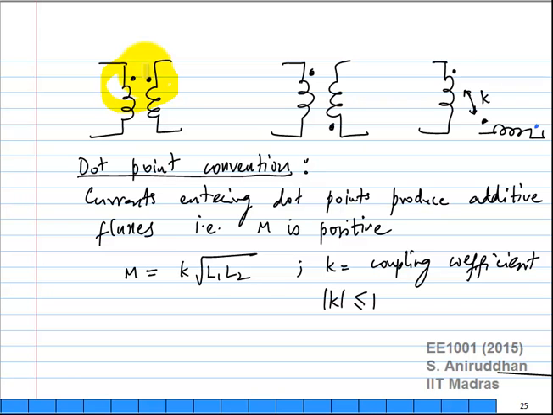Now M can also be represented in terms of what is called the coupling factor K. M is nothing but K root L1 L2. K is also called the coupling coefficient, and the magnitude of K is less than or equal to 1. Somebody asked me after class why this magnitude needs to be less than or equal to 1. Any ideas?